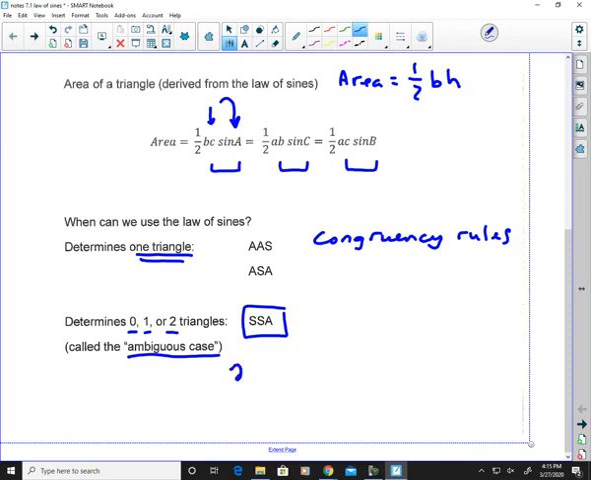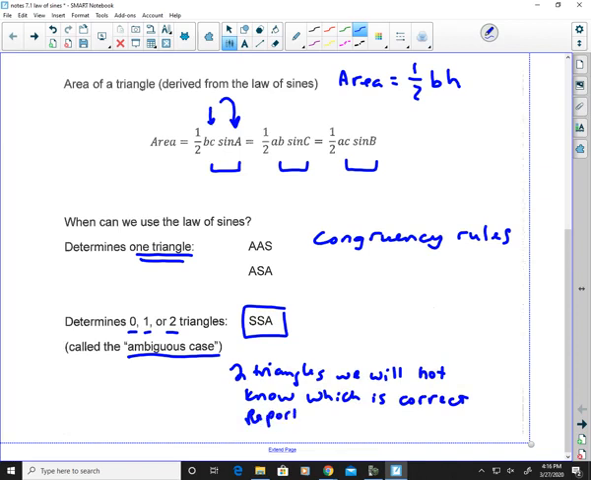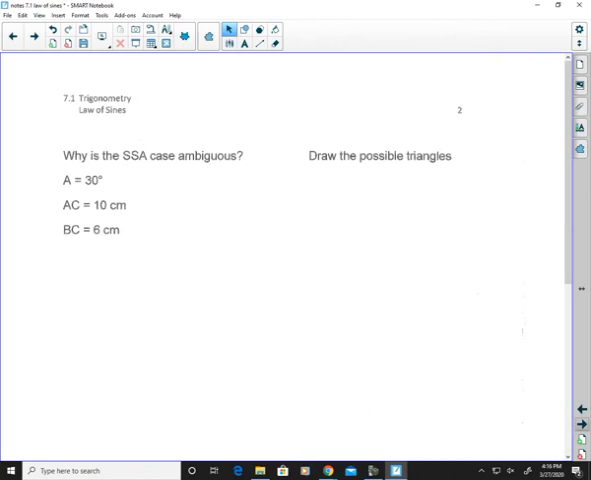And if we find that it's 2 triangles, we won't know which one is correct. So in that situation, we will have to report both triangles. So that happens occasionally. And so let's go on to the next page where we will look at why we have an ambiguous case when we have a side angle case.